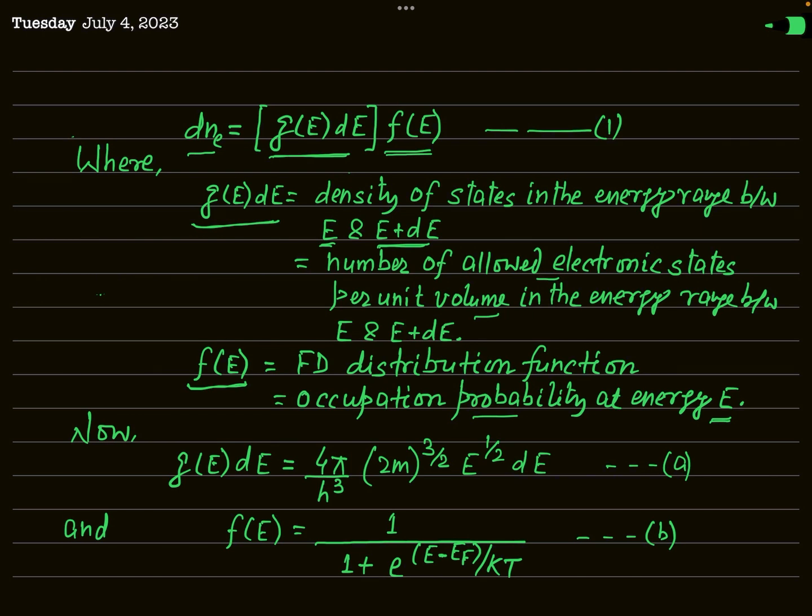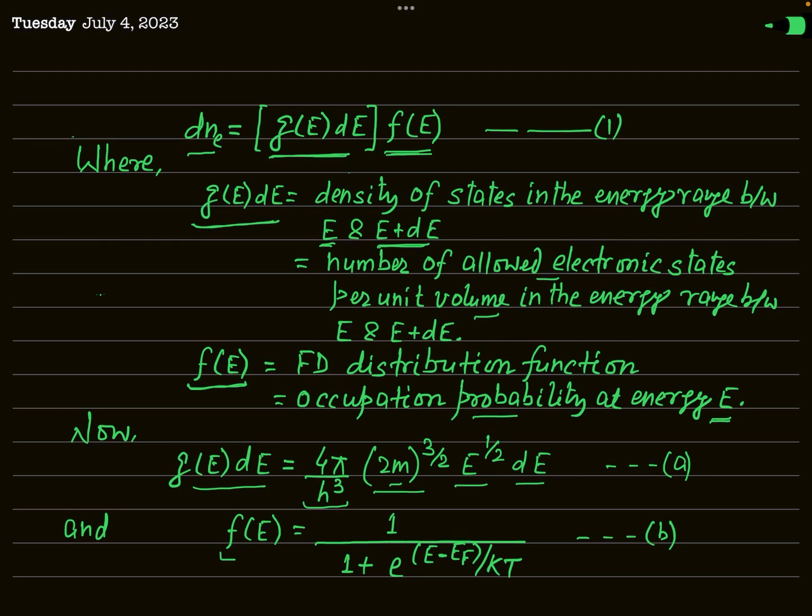Now, you can also remember from my previous videos the expressions for this g(E) dE and f(E). When you talk about this g(E) dE, this is equal to 4π over h³ times (2m)^(3/2) times E^(1/2) dE. Can you remember it? Definitely, if you have watched my video on statistical mechanics, then you can remember it. Actually, here m is the mass of a free electron, not an electron inside a crystal, but a free electron.